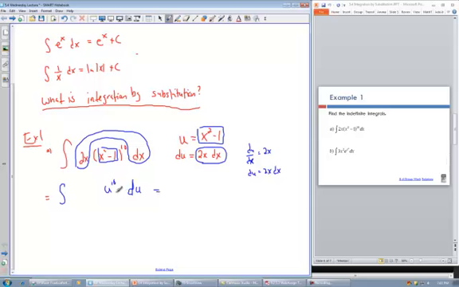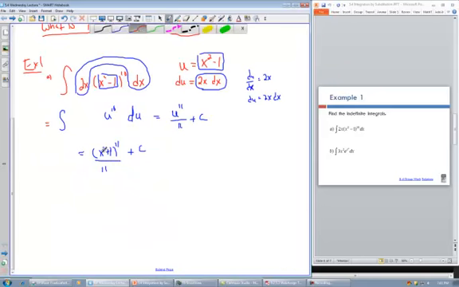And then I can integrate u to the 10th. It's just a power rule, right? You add 1. So that's u to the 11th divided by 11 plus c. And then I resubstitute back in. So I plug back in for u. And so I get my final answer of x squared minus 1 to the 10th, all plus c. Oops, not to the 10th. To the 11th, divided by 11 plus c. Now let's do another one.